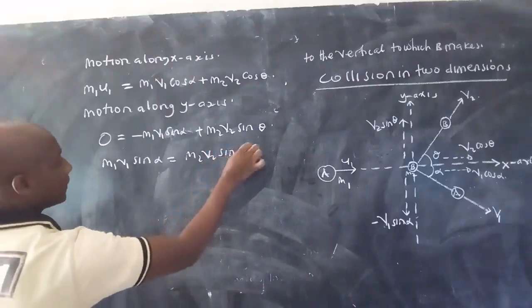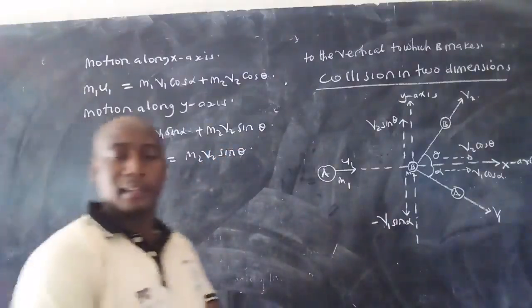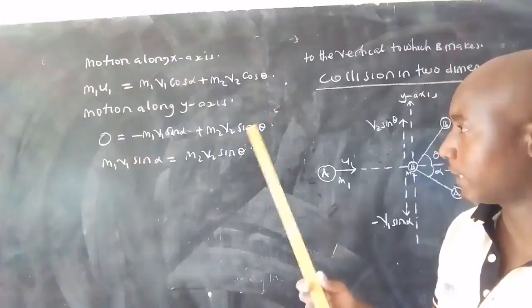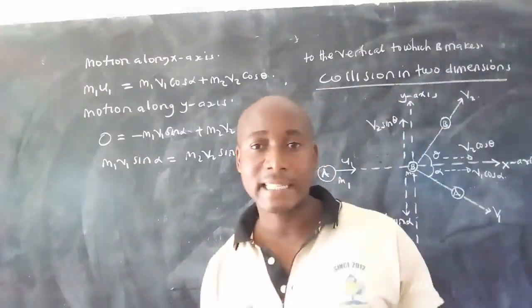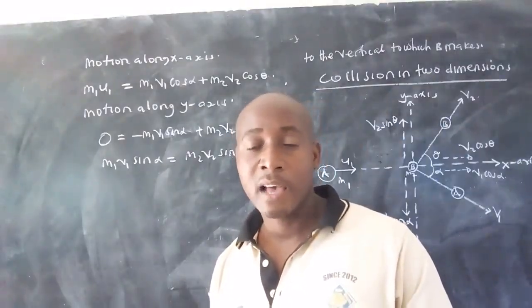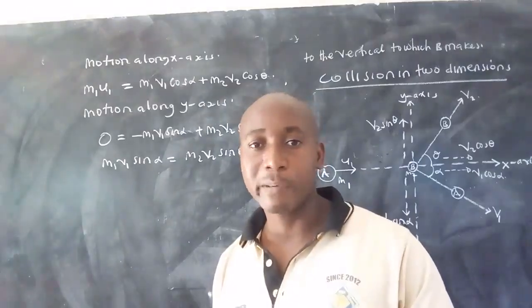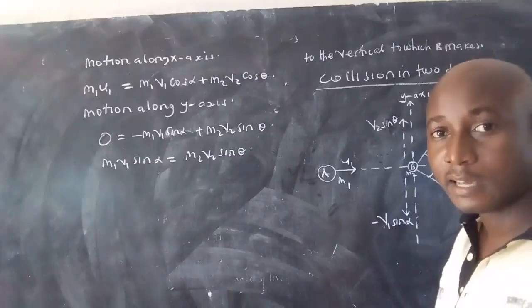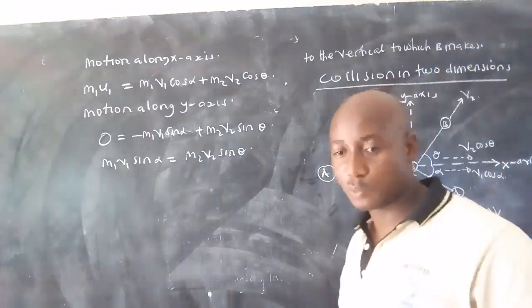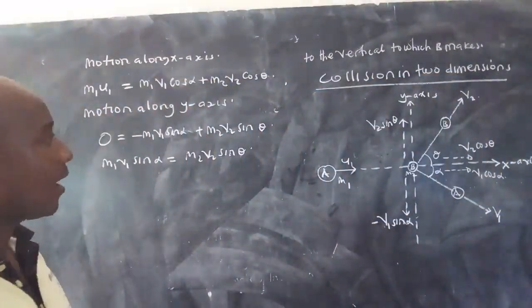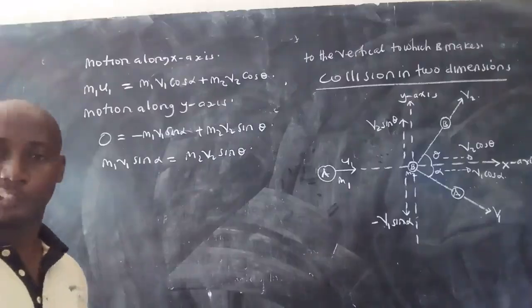Now, if they ask you to show whether the collision was elastic or inelastic, you have to get the kinetic energy before collision and the kinetic energy after collision. However, when getting kinetic energy, we don't use angles, because kinetic energy is a scalar quantity. So we use the speeds v1 and v2, not v1 cos alpha. You understand? We are going to look at examples that involve collisions in 2 dimensions. Is that okay?